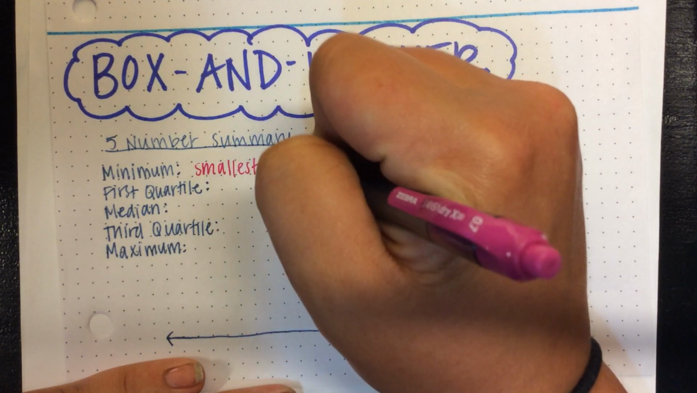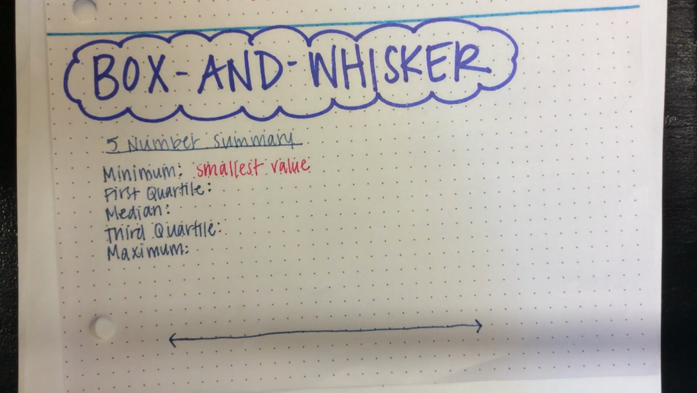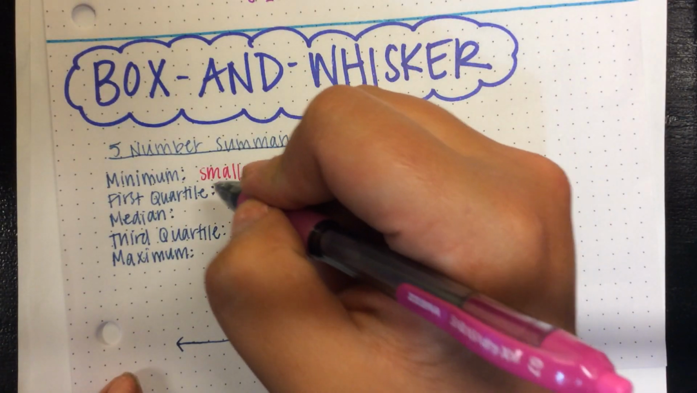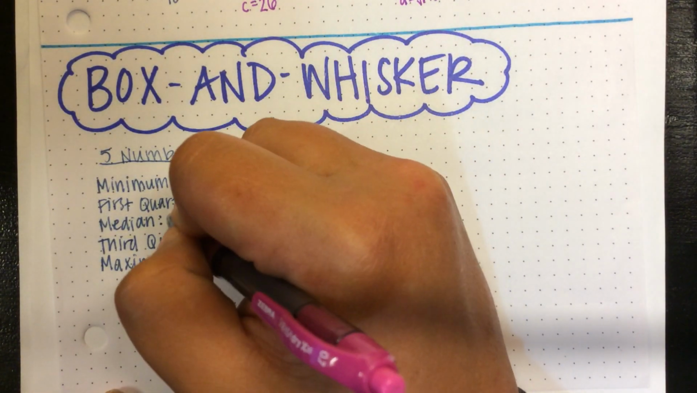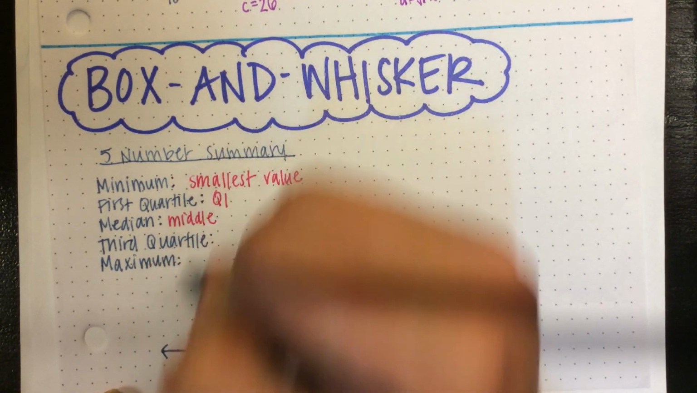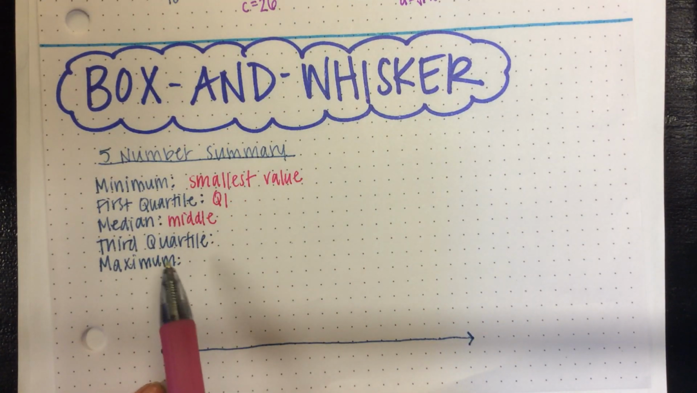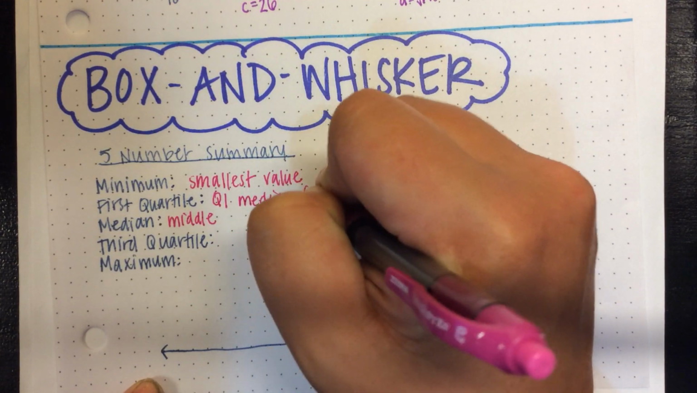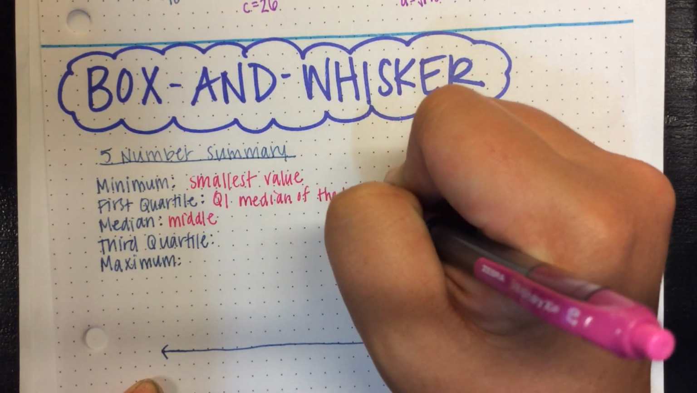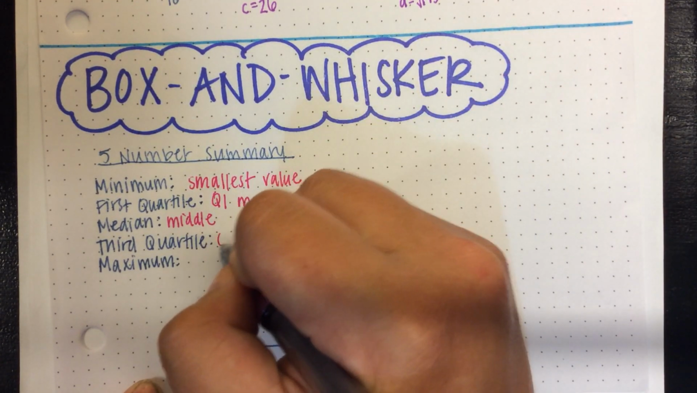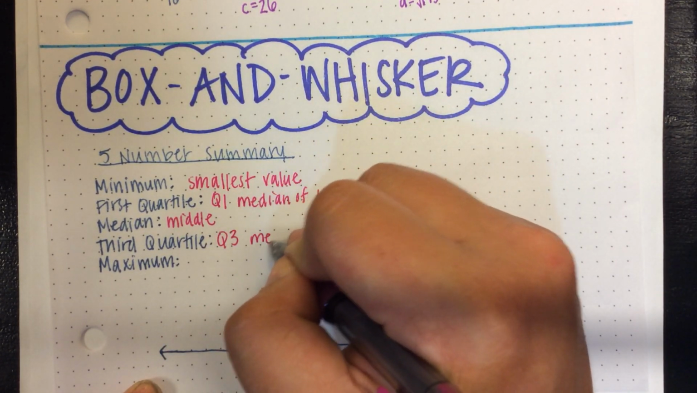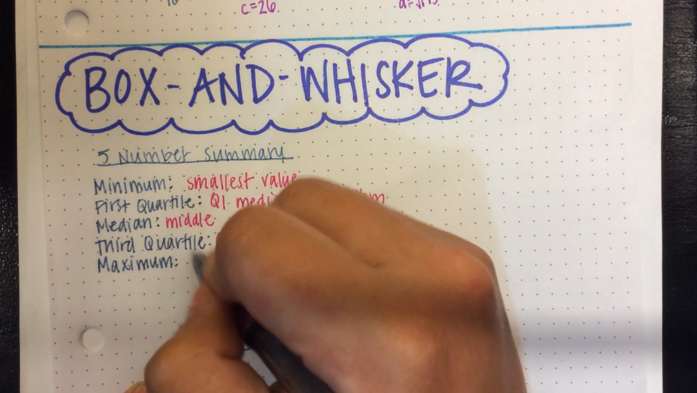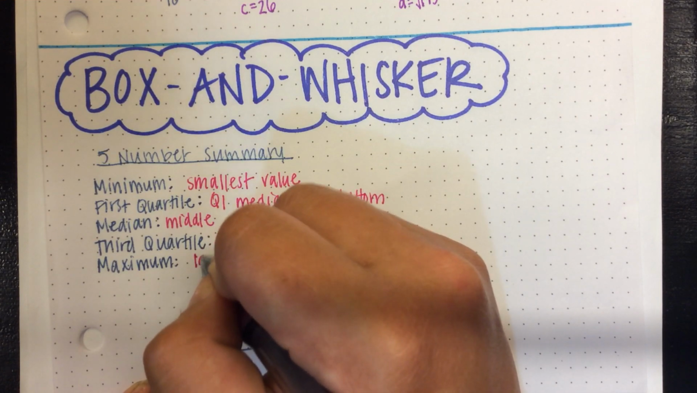Okay, the smallest number in your data set. Okay, the first quartile we usually label Q1. We'll do that one in just a second because we're going to do the median first. The median is the middle number. All right, then the first quartile is the median of the bottom half. All right, the third quartile, Q3, is the median of the top. And then your maximum is the largest value, the biggest.